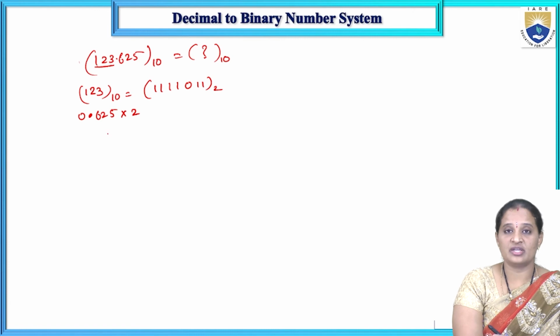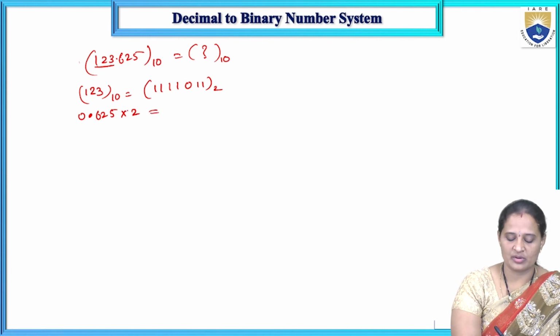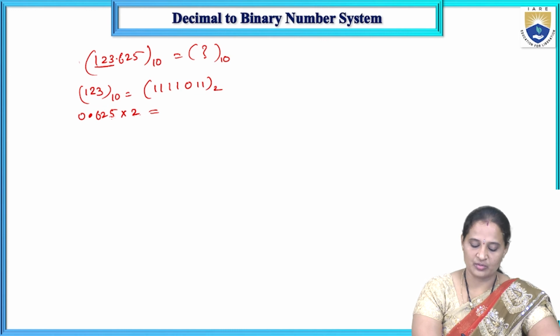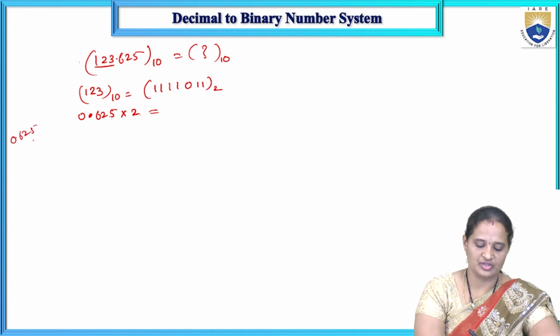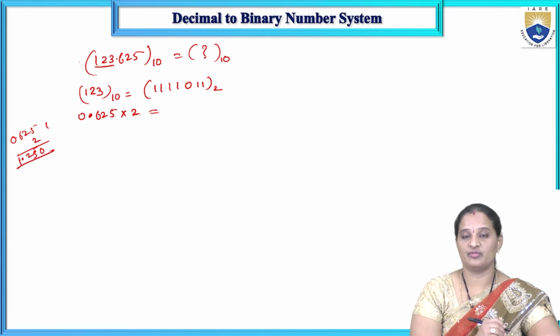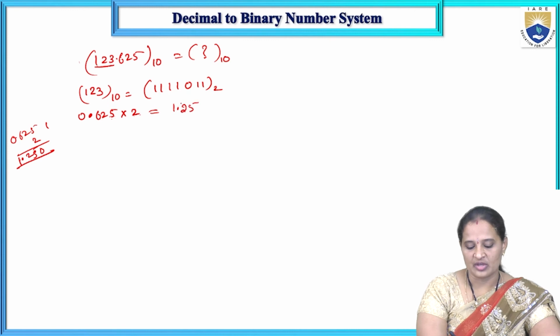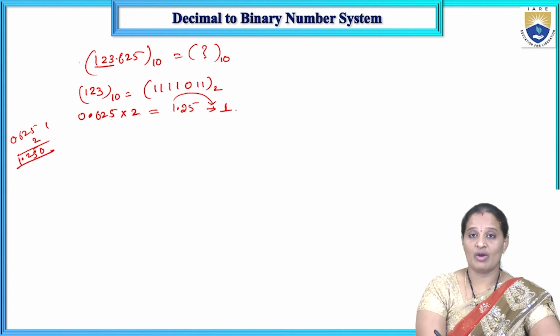0.625. So for converting this into binary, I have to multiply this one by 2 in succession. So what is the multiplication of 0.625 into 2? 2 5s are 10, 2 2s are 4, it is 5. And 2 6s are 12, so it is 1.25. So take the integer part out. 1 is taken out.